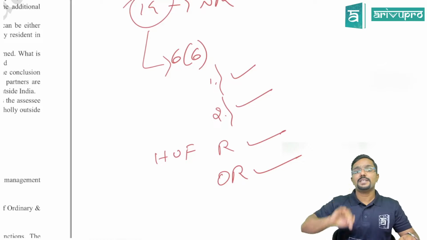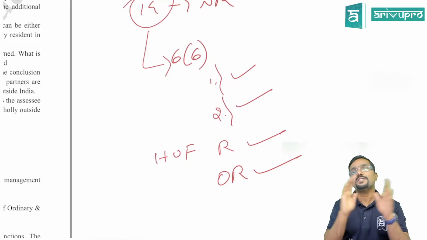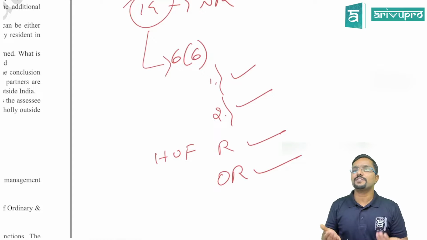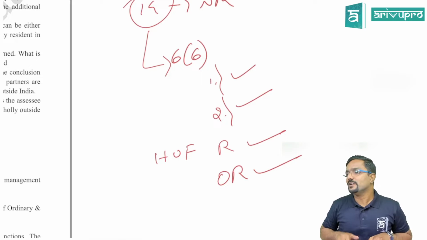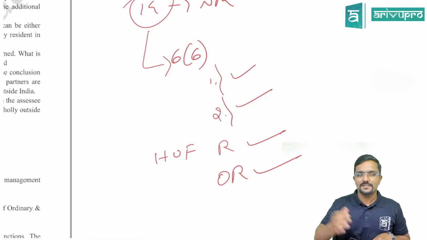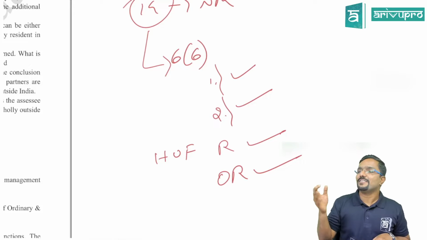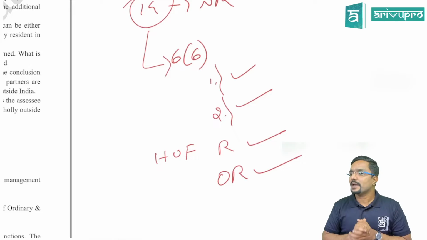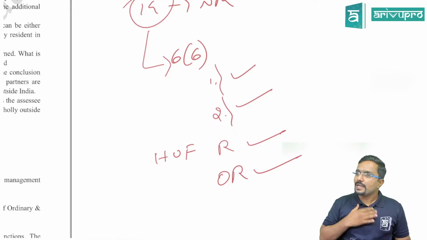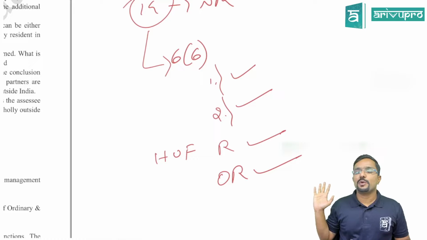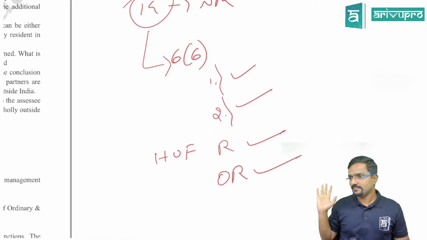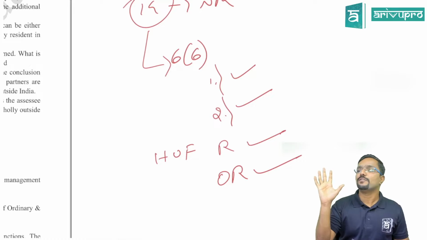Now, let us change the scenario. Assume Karta is ordinary resident. And HUF's control and management is in India. What is the residential status of HUF? Listen carefully. I will repeat once again. Karta is ordinary resident in India in previous year 22-23. Now, control and management of HUF is in India. What is the residency status of HUF?